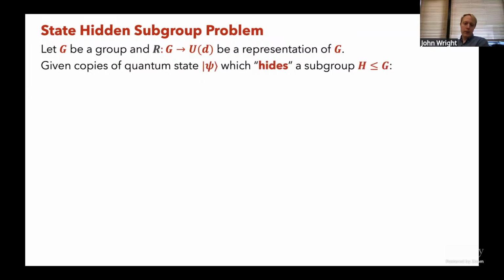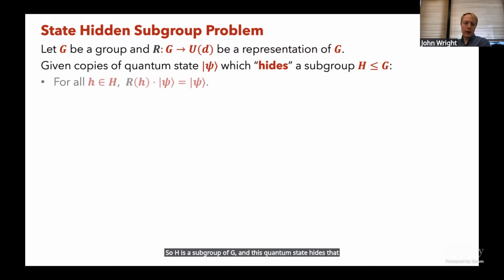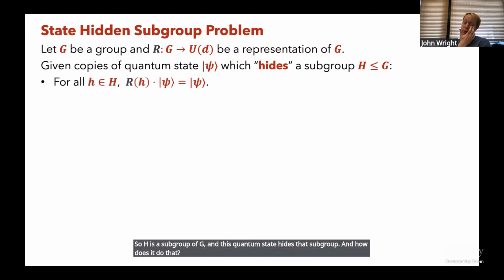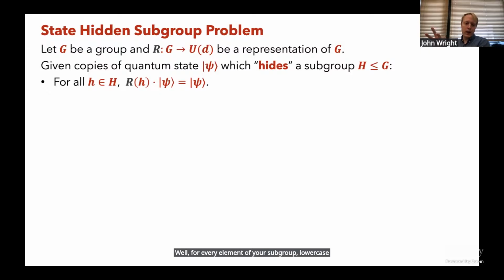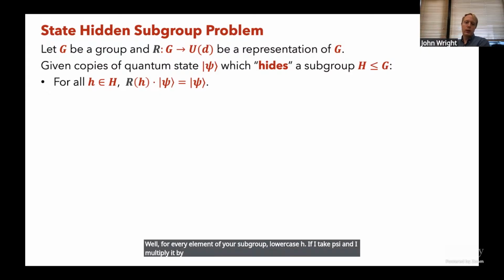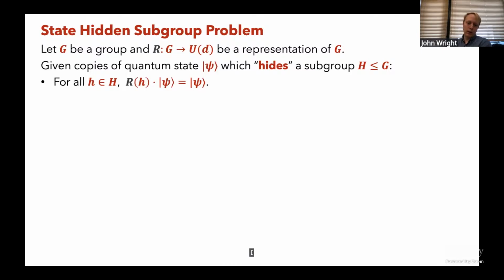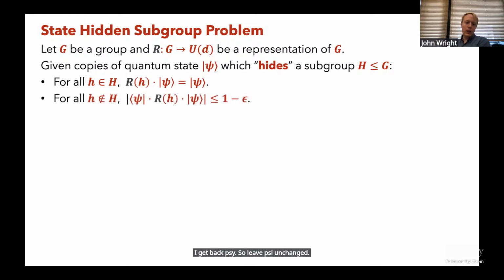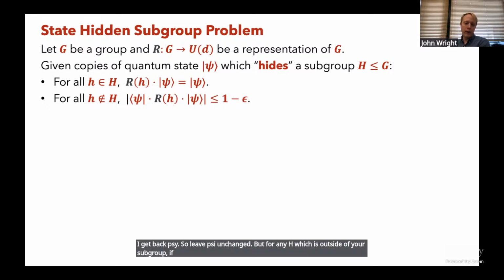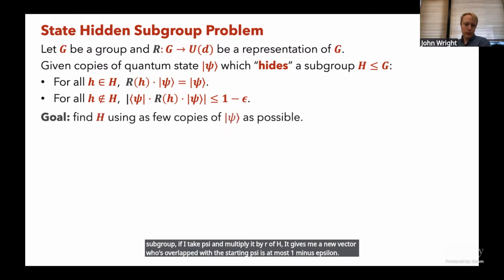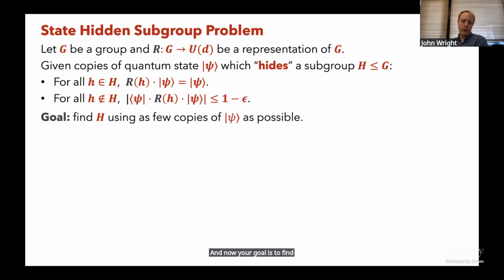And what you're given is copies of a quantum state psi, which hides a subgroup H. So H is a subgroup of G, and this quantum state hides that subgroup. And how does it do that? Well, for every element of your subgroup, lowercase h, if I take psi and multiply it by the corresponding unitary, I get back psi. So it leaves psi unchanged. But for any h which is outside of your subgroup, if I take psi and multiply it by R of h, it gives me a new vector whose overlap with the starting psi is at most 1 minus epsilon. And now your goal is to find H using as few copies of psi as possible.